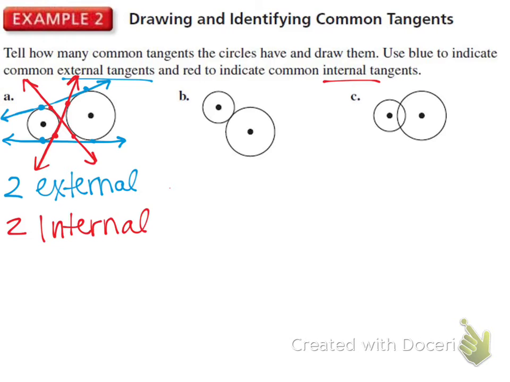So we have two internal. Anytime you have two circles like this, you will have two external, two internal. It doesn't matter what the circles look like or what size they are, that's what's going to happen. All right, so that's the answer. Part B.